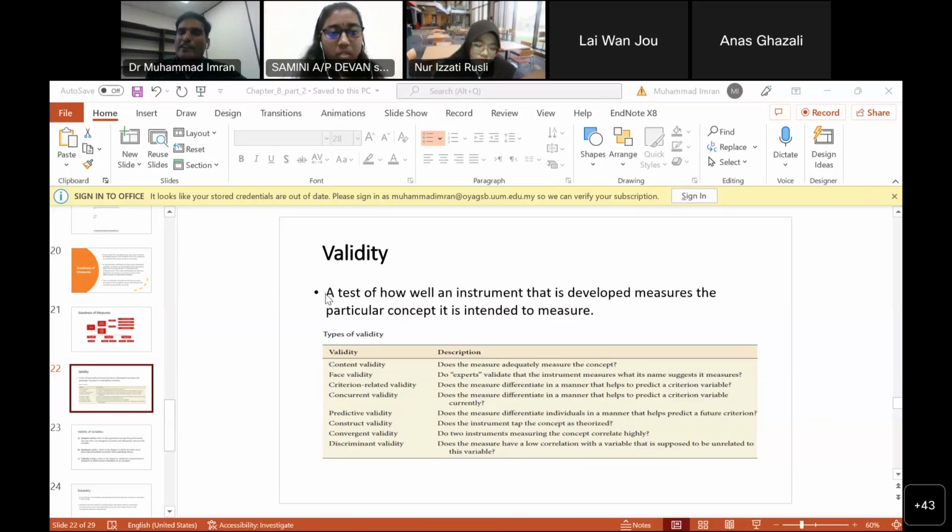Okay, so I'm going to test, suppose, employee performance. I have a questionnaire about employee performance, but we must check that this is relevant with the employee performance. Really, is this question measuring the employee performance correctly? If correctly, we can say this is a valid questionnaire.